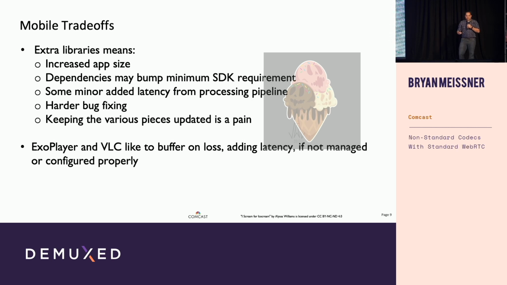Looking at some mobile trade-offs, more libraries means a bigger app, that's a given. But you may also have to bump your minimum SDK on Android, and this means leaving some customers behind if they're on older hardware. You will incur a very small amount of latency due to the different processing pipeline. And bug fixing becomes much harder now because you have to dig through more player code and custom WebRTC code to fix bugs. Keeping all of these pieces up to date can be a pain. And another thing to keep in mind is that both ExoPlayer and VLC tend to buffer on loss, and this can be another source of latency if it's not configured correctly.